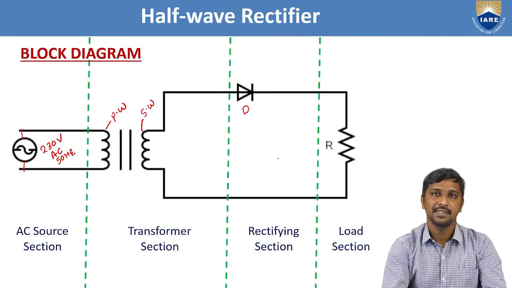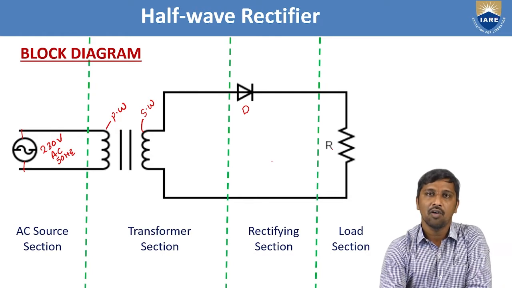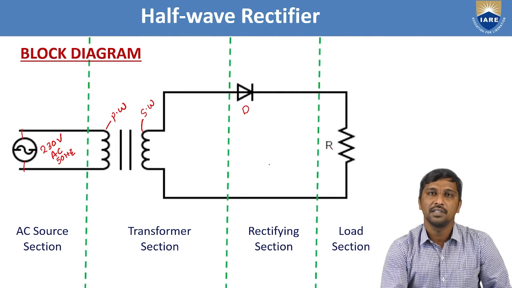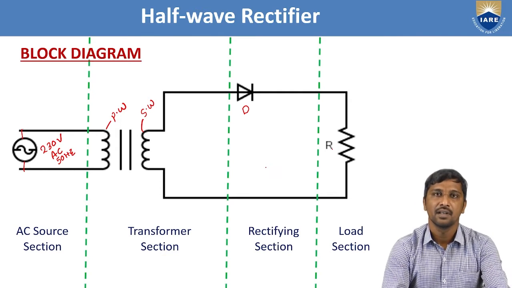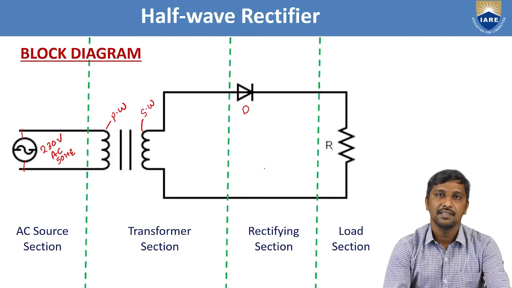But what does pulsating DC mean? It's not exactly a pure DC signal. It contains a DC signal along with the AC harmonics, along with the AC signal. That type of signal is called a pulsating DC signal.